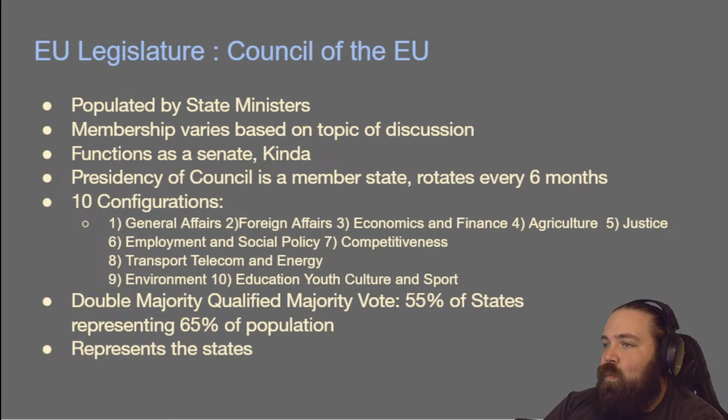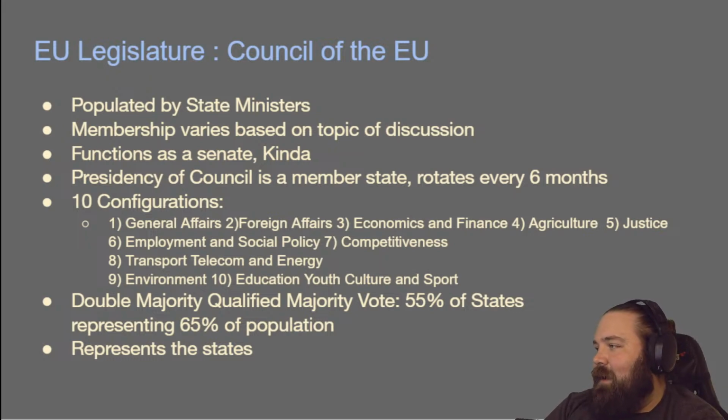That's a big mouthful. But what it amounts to is that in order for something to pass, it has to be approved by 55% of the states that make up 65% of the total population of Europe. So it can be any configuration of states that approve it, as long as they are more than half, right, 55% of the total number of states, and they represent 65% of the total population of Europe.